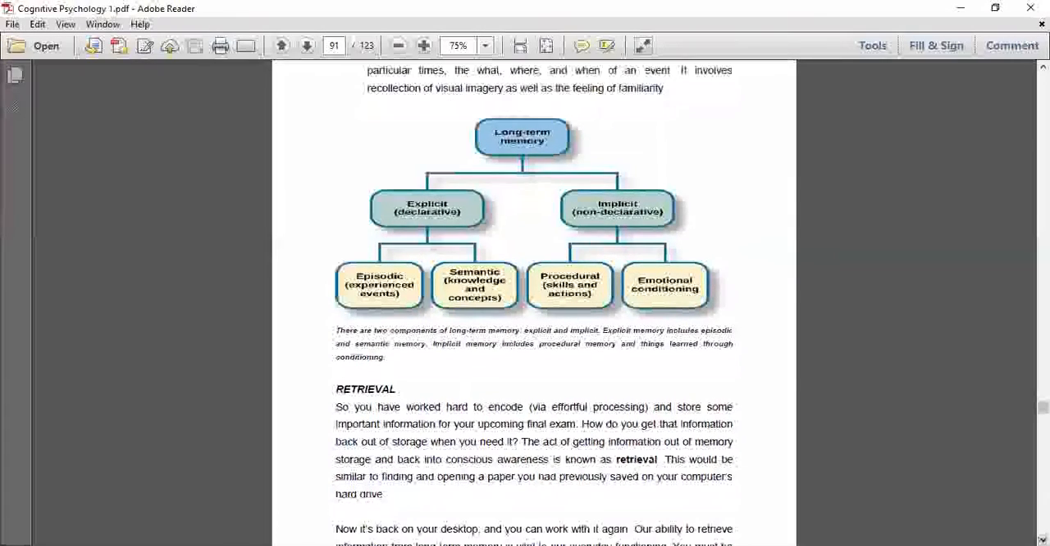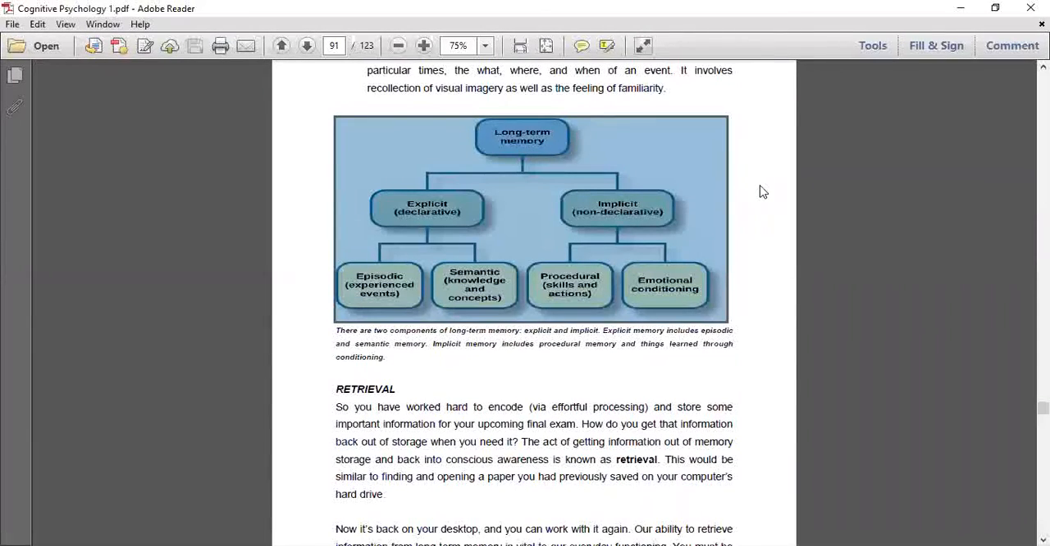Let's draw it back to the diagram, which tries to emphasize the types of memory that we have. Long-term memory is divided into two: declarative and non-declarative. What we were saying about episodic memory and then semantic memory. Then in implicit non-declarative, procedural, skills and actions that we have gone through. Then comes emotional conditioning.